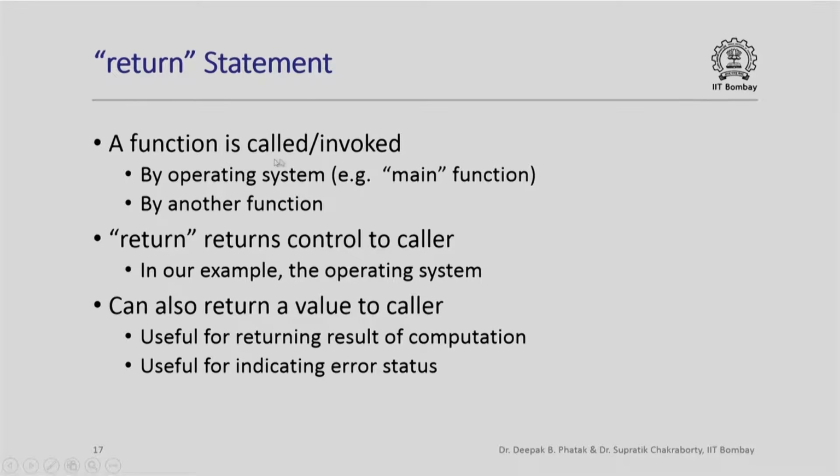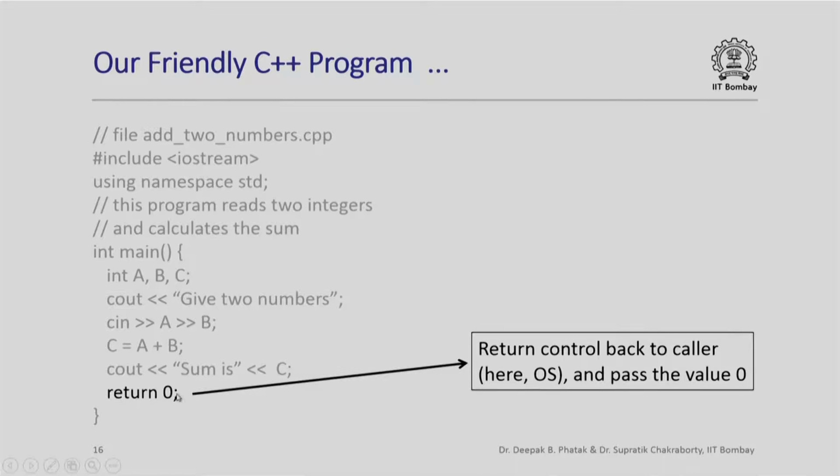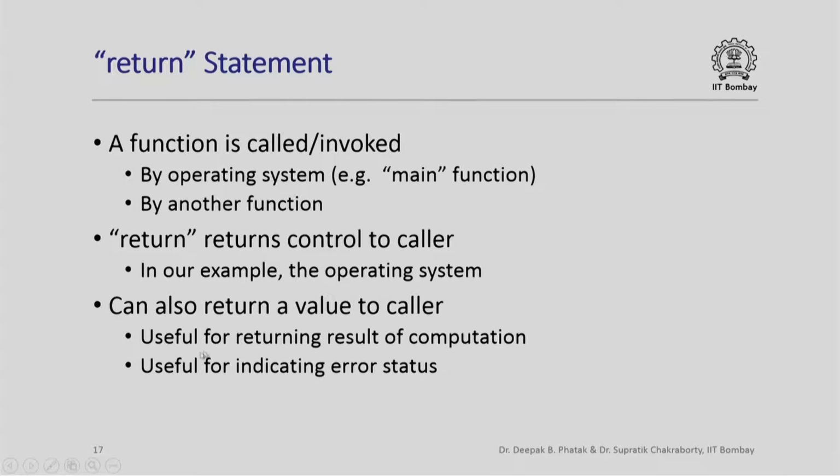Every function is called or invoked either by the operating system or by another function, and the return statement returns control back to the caller. And the value that is returned along with the return statement, just like here we were returning the value 0, is very useful for returning the result of a computation or even for indicating error status if an error happens during the execution of the program.